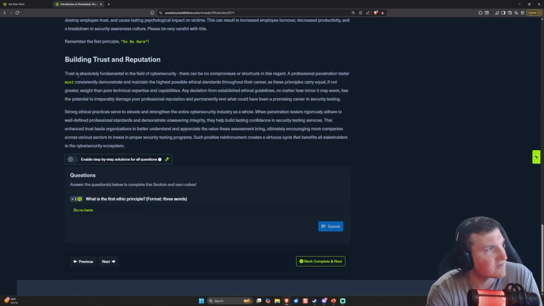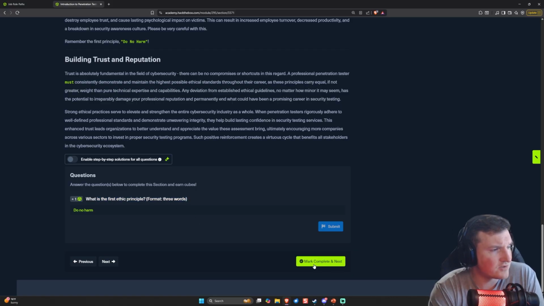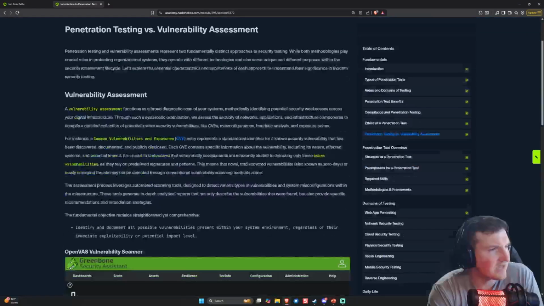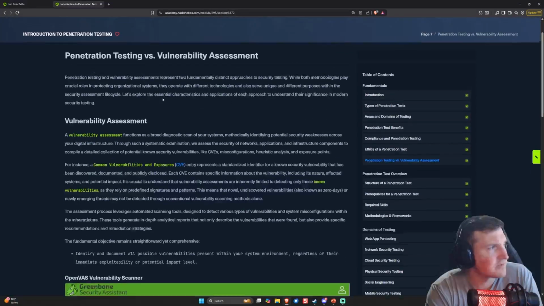So building trust and reputation. This is huge. One thing that is better than anything is your trust and reputation. It's better than money, because people will hire you based on the word of others, and people will not hire you based on the word of others. So what's the first ethic principle? Do not harm.